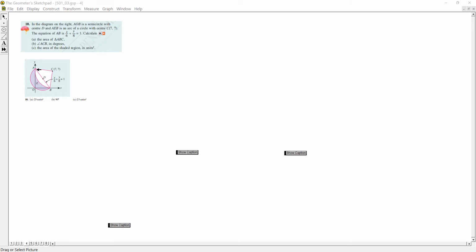AOB. This is the semicircle AOB. So AOB is a semicircle with center D. This is the center of the semicircle. Then there's another circle AEB, this part. This is actually the arc of another circle, not the same circle. Now this other circle, the center is at C. So there are two circles overlapping on top of one another. The first one is a semicircle. The second one is a minor sector on top of it.